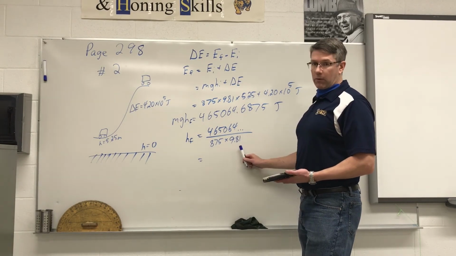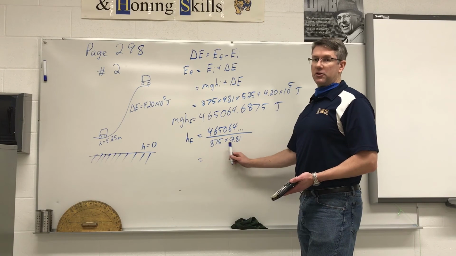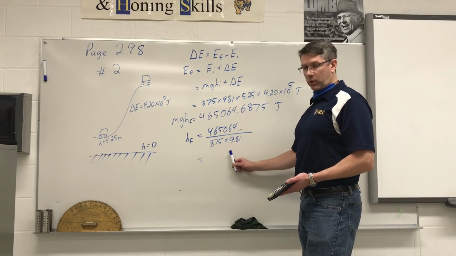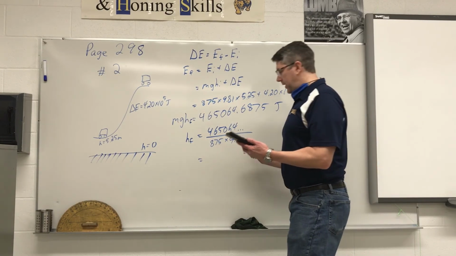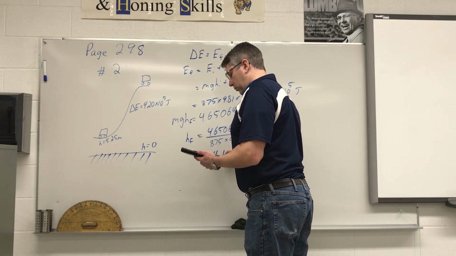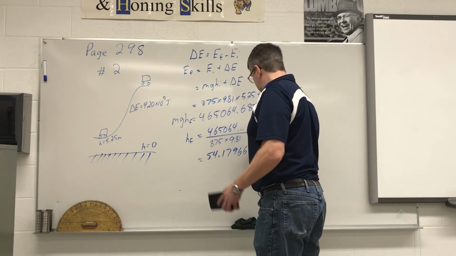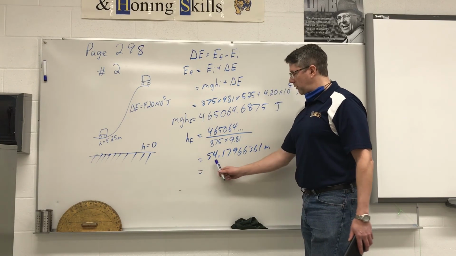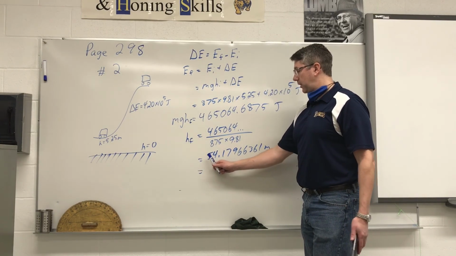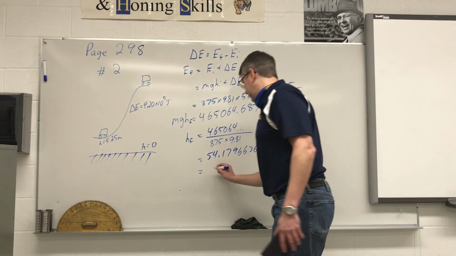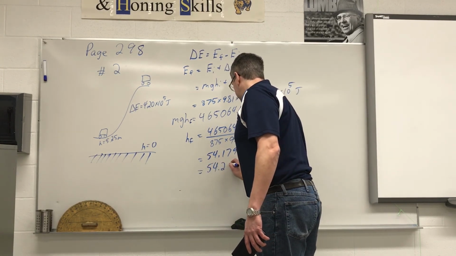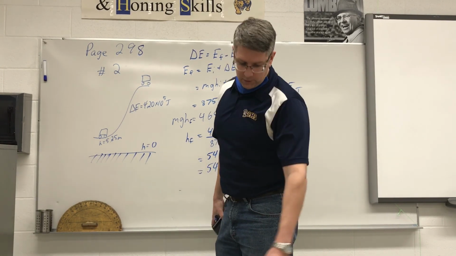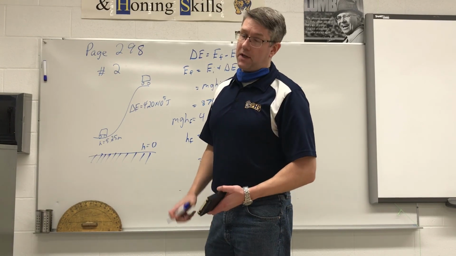Again, remember, if you want to multiply, you have to put it in brackets because you have to force the multiplication before it does the division. So I put that in my calculator, I get 54.179666361 meters. With significant digits, we're going to round it off to 54.2 meters. And we take a look in our textbook, 54.2 meters is what we're looking for.